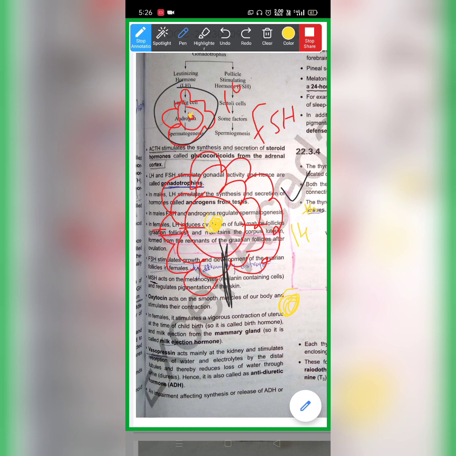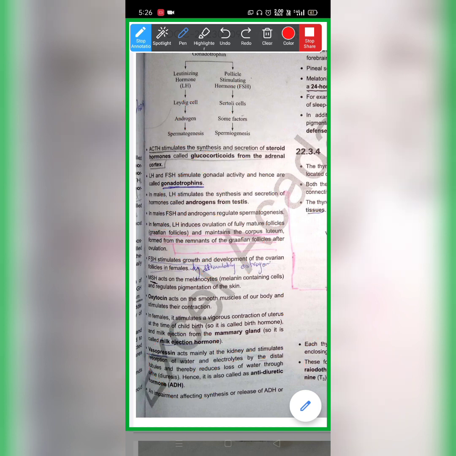What happens to the remaining part of this follicle? The remaining part of the follicle forms a temporary endocrine gland. This is called the corpus luteum. From where has this been formed? It is formed from the remaining part of the Graafian follicle. Now, the function of the corpus luteum: its main function is to synthesize progesterone, which we will cover in the upcoming classes.